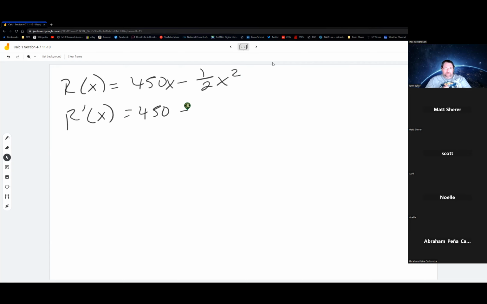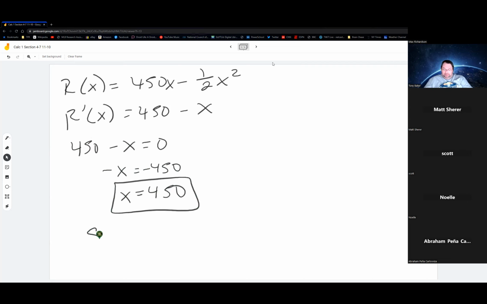So my derivative is 450 minus x. So if we set that equal to 0, negative x equals negative 450. So x equals 450. So to make the most amount of money, I need to sell 450 TVs or monitors.